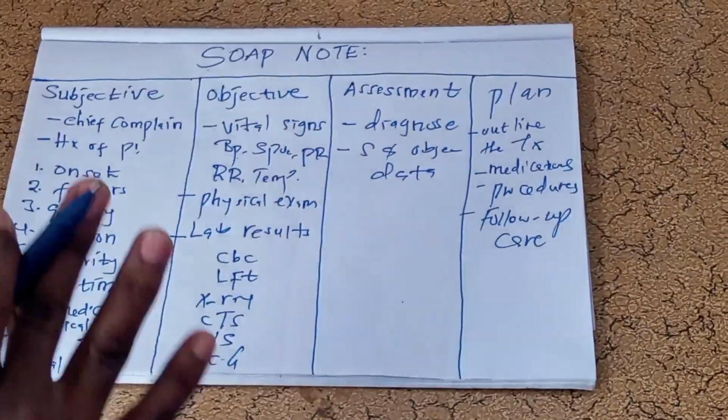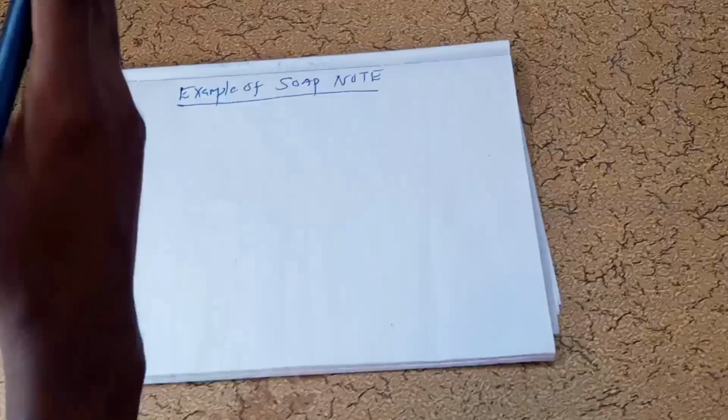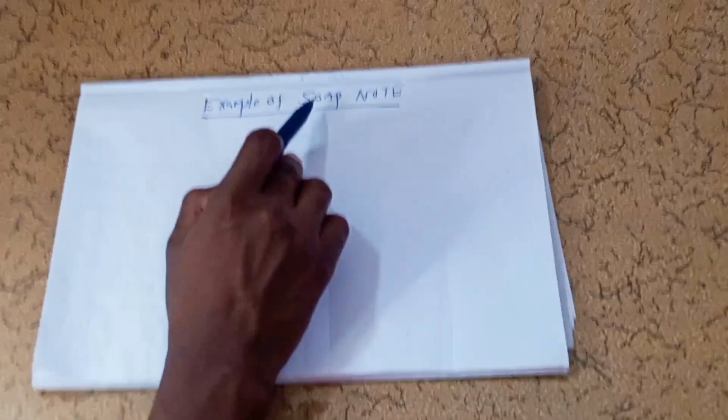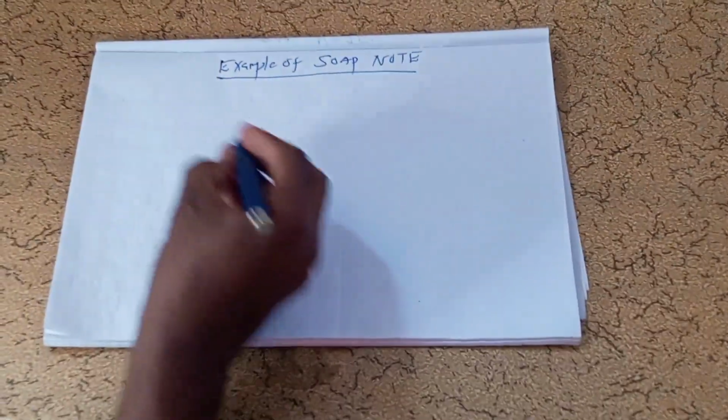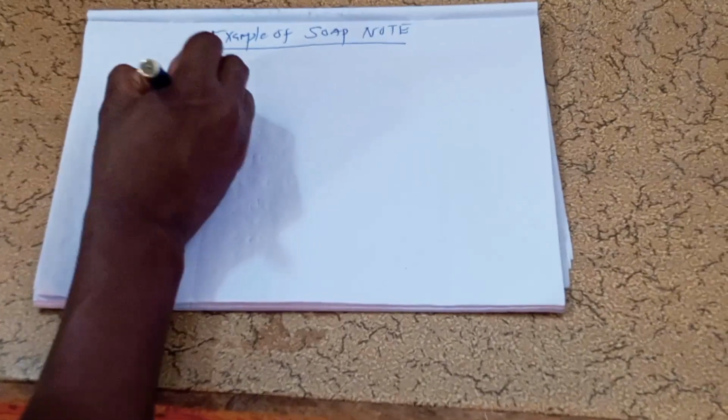So now we shall see an example of a SOAP note. Let us now see an example of a SOAP note, with the subjective, objective, assessment and plan. So let us start with the subjective.